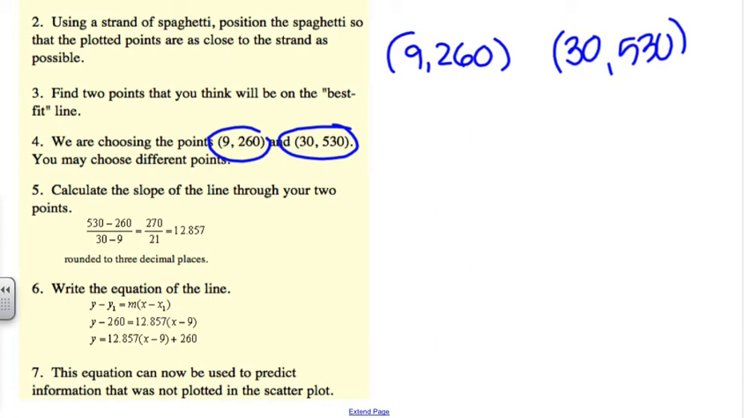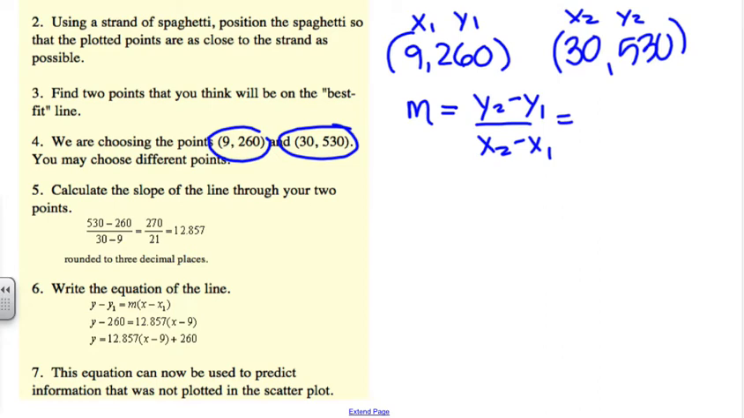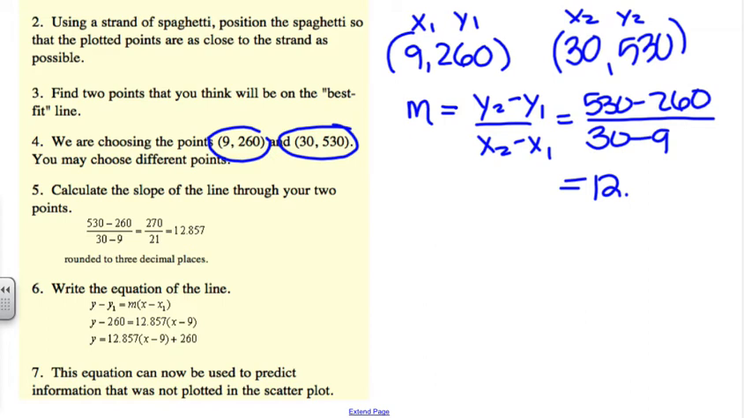Okay. What we're going to do is use the point slope formula. So we're going to first find the slope. If you remember, slope is the change of y over the change of x. So we're going to take x sub 1, y sub 1, x sub 2, y sub 2: y sub 2 minus y sub 1 over x sub 2 minus x sub 1. So 530 minus 260 over 30 minus 9. And we get a slope of approximately 12.857. That's your slope.